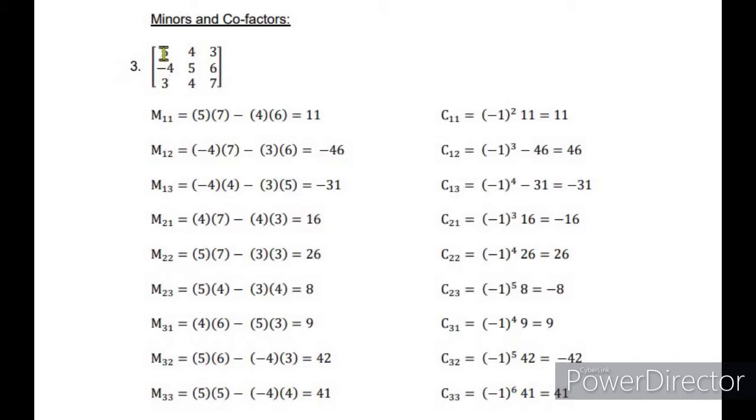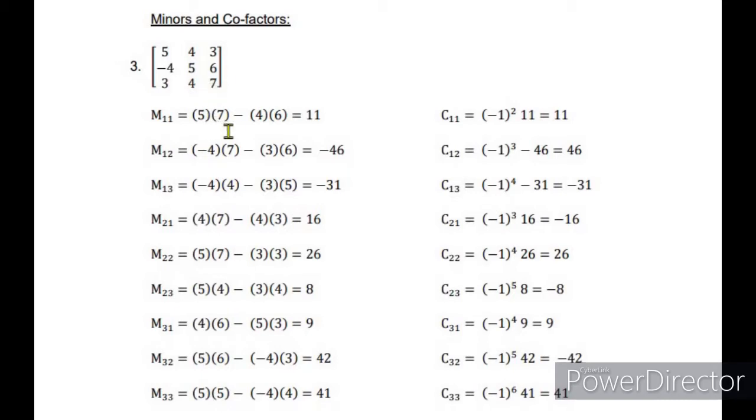Okay, so cross out the first row and the first column. What is left is 5, 6, 4, 7. Now, we will just do this process. We will get the product of the diagonal elements, which is 5 and 7.